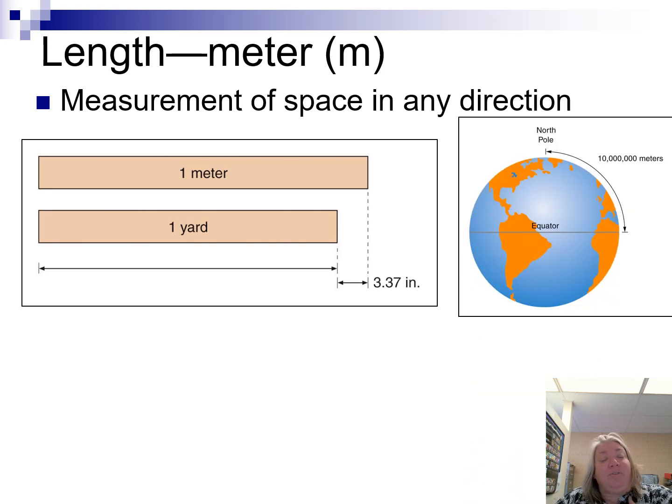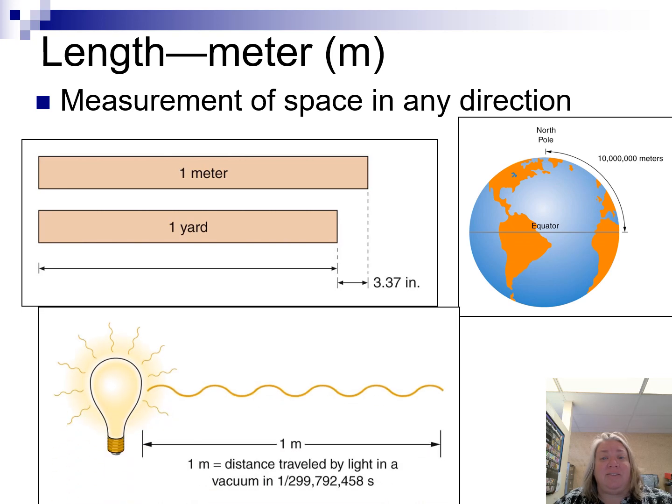Now, when a meter was originally defined, they said, okay, we're going to take the distance from the North Pole to the equator, and we're going to divide that distance into 10 million units. And each of those units is a meter because they wanted something that was reproducible and based on physical phenomena. The problem is the Earth is not completely round and it's kind of squished just a little bit.